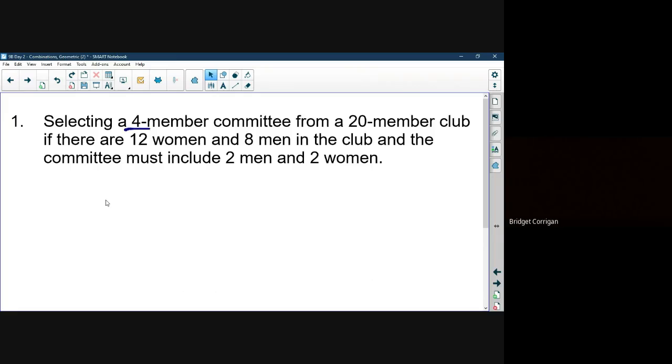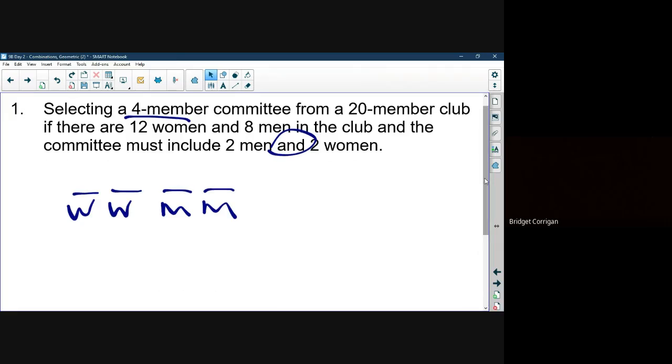Okay, so we have a 4-member committee. So again, we have 4. But we know that 2 have to be women and 2 have to be men. So this word "and" is important. We talked about this back at the beginning of the first half of our probability unit. When you have 2 events occurring and you want both of them to happen, that means you need 2 of them to be women and 2 of them to be men. That "and" is an important word in probability. That means that we're going to have a multiplication happening here.